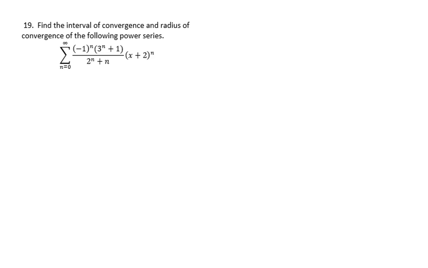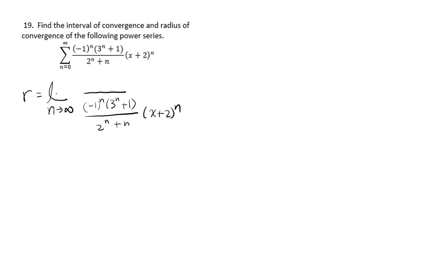Find the interval of convergence and radius of convergence of the following power series. Alright, so we always use the ratio test for interval of convergence, radius of convergence. So we just copy this down here: negative 1 to the n, 3 to the n plus 1, 2 to the n plus n. That's a lot of writing, but you have to do it.